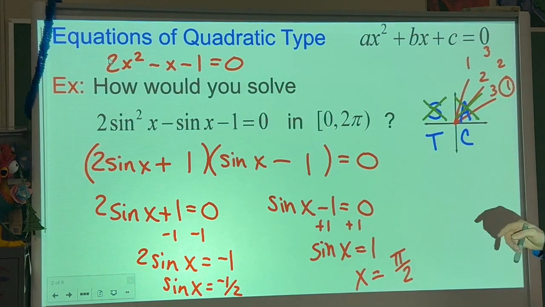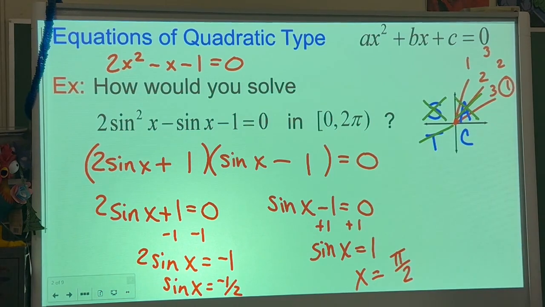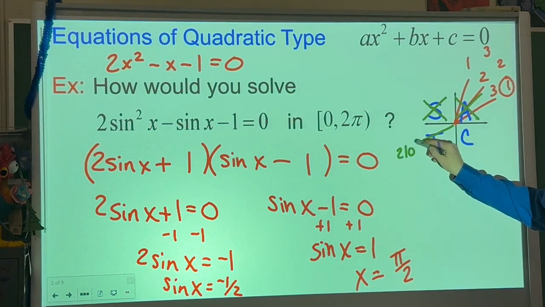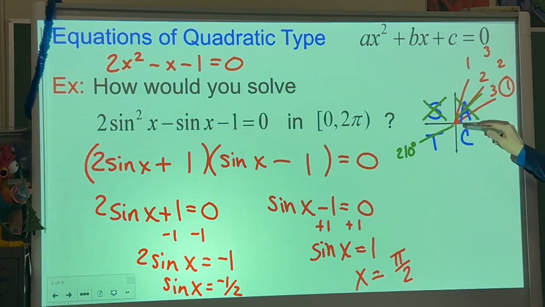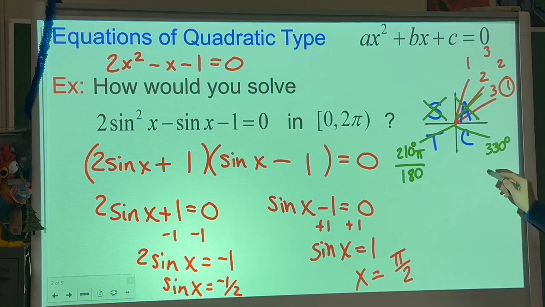That would be equal to negative 1/2 when I take that angle. Sine of what angle? Well, 30 degrees. 30 degrees past 180 would put you at 210. 30 degrees from 360 would put you at 330 degrees. If you need to, multiply by pi, put it over 180, and reduce.